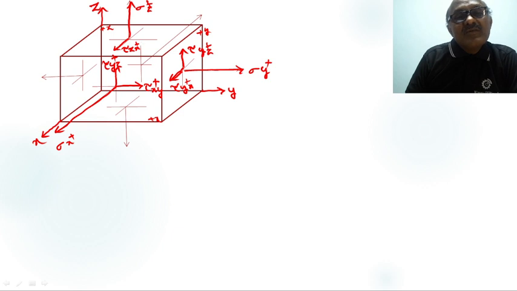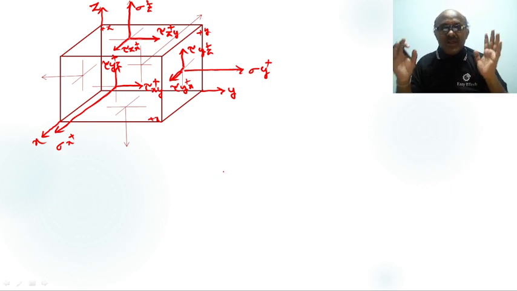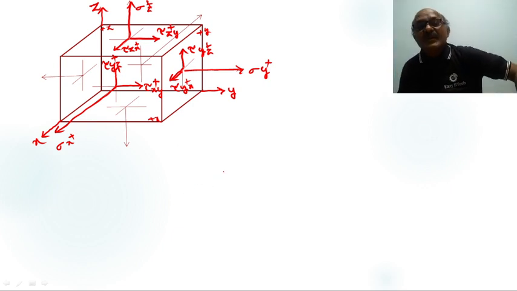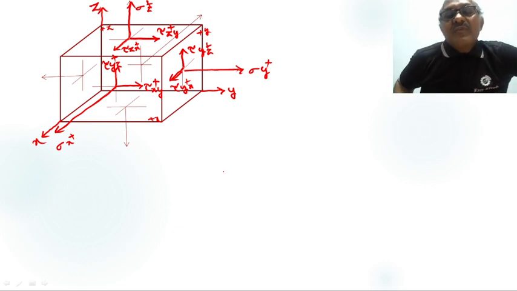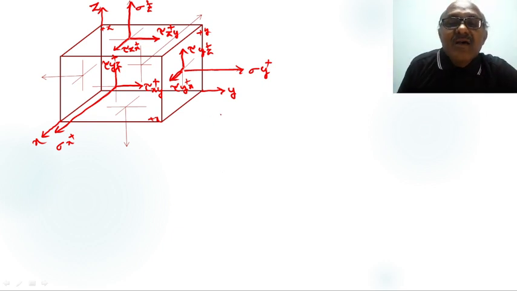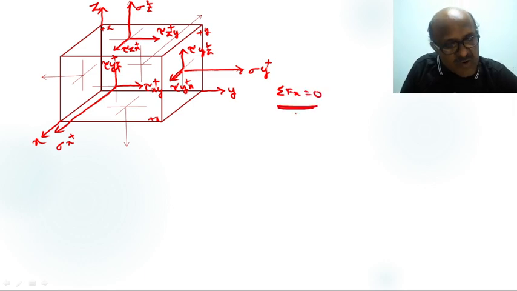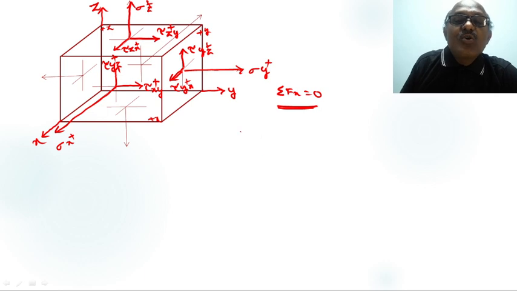Now this one, what is this one? Tau zy plus. Now when a body is in equilibrium condition, the algebraic sum of forces is equal to 0. That is, the algebraic sum of forces in the x direction is equal to 0, in the y direction is equal to 0. Now I consider sigma Fx equals 0. When a body is in equilibrium condition, first we have to identify the equilibrium equation by using sigma Fx equal to 0.